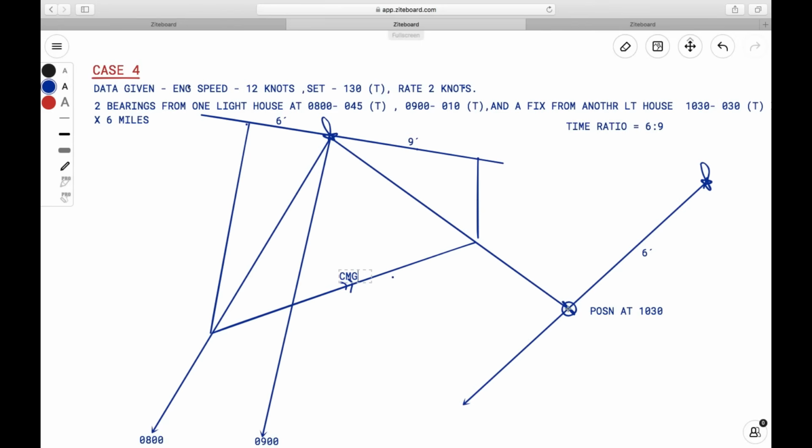So since you have a final position, you can transfer the CMG directly and you can get the position at 0800 and 0900 easily. For that, you need to transfer the same line over here. So it will be somewhat like this. On your chart, it will be easy for you to transfer. So these two lines are parallel, and this is also your CMG. So in this case, what we need to do is we need to find what is the CTS and all. So that you have the initial position, you have the final position and all. So it's very easy for you.